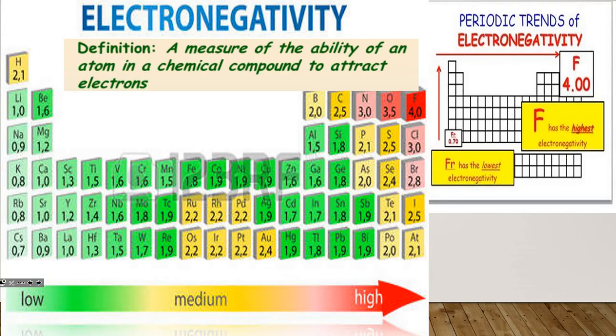Okay, so we're going to define a little bit more. On the periodic table, francium has the lowest electronegativity. What did I just say about francium? He was the biggest. Well, if he's the biggest, does he really want any more electrons? No. So he's like, I don't care if I have another electron or not. I'm so big as it is.